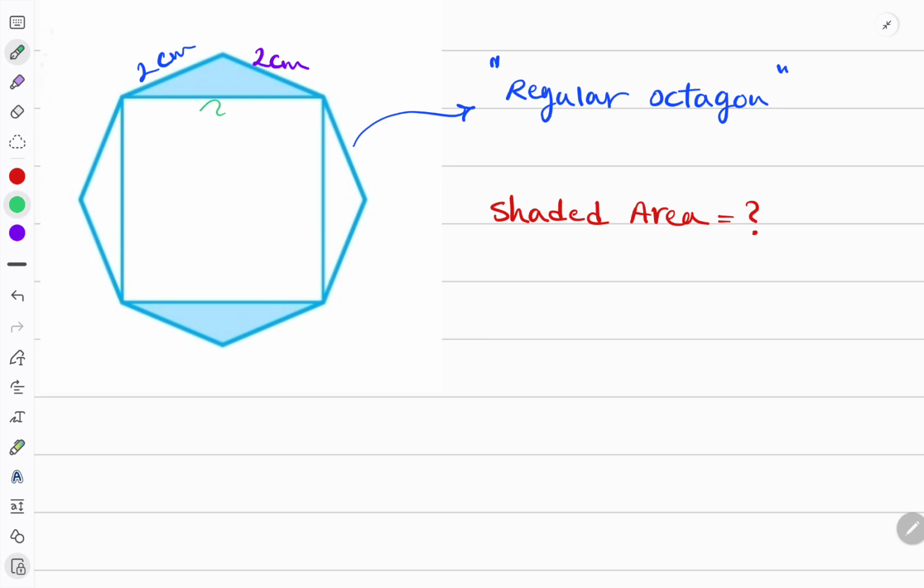So let me call this triangle ABC, and you know that we have these two areas. The first one is triangle ABC and the second one is another equal triangle. So we have to find the area of ABC and then double that to find the final answer of this question.